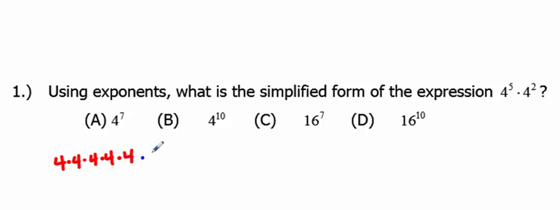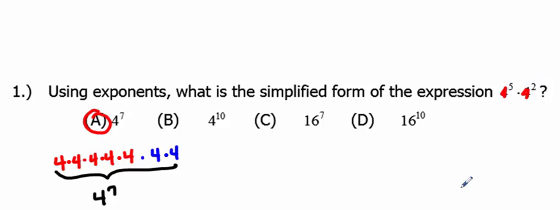Okay, and so how many do I have here total? I should have 1, 2, 3, 4, 5, 6, 7. That should be 4 to the 7th power. And so another way to remember this, if you are multiplying equal bases, such as the 4's here, all you need to do is add the exponents. 5 plus 2 is 7. And we're looking at choice A.